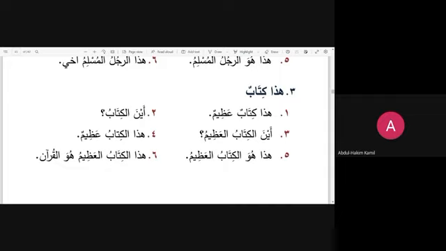هذا كتاب عظيم. This is a great book. It has to be together. A great book. This is a great book.